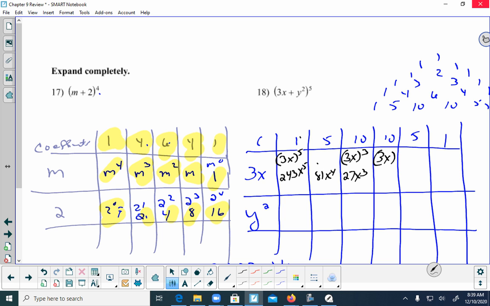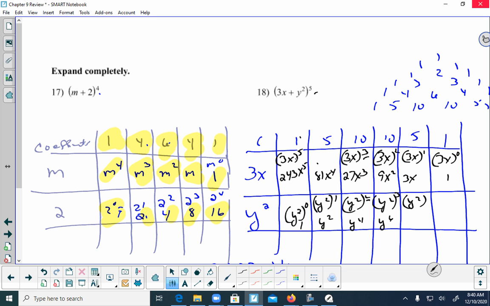This is 3x squared, which is 9x squared. This is 3x to the 1st, which is 3x. And this is 3x to the 0, which is 1. The y squared starts off being raised to the 0 power, so that'll just be 1. Y squared raised to the 1st power will be y squared. Y squared squared will equal y to the 4th. Quick check, this 2 plus this 3 is equal to the 5. Y squared to the 3rd is equal to y to the 6th. Y squared to the 4th is equal to y to the 8th. And finally, y squared to the 5th is equal to y to the 10th.